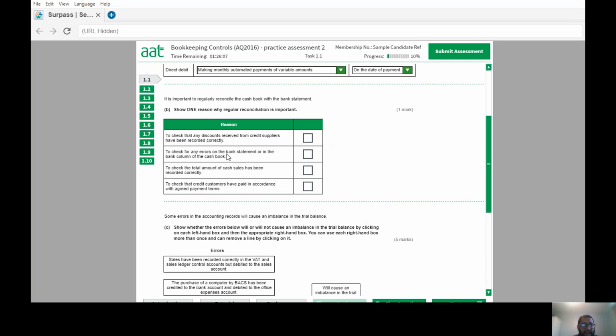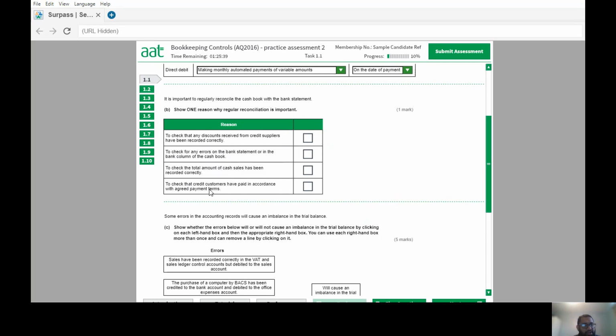To check for any error on the bank statement or in the bank column of the cash book. Okay, so that might be a suitable answer. Yes, we can check for errors this way. Then we have to look at it. To check the total amount of cash sales has been recorded correctly. So that can be also, but is that going to be helping you to regularly reconcile? No. So might not be the right answer, but we'll check it anyway.